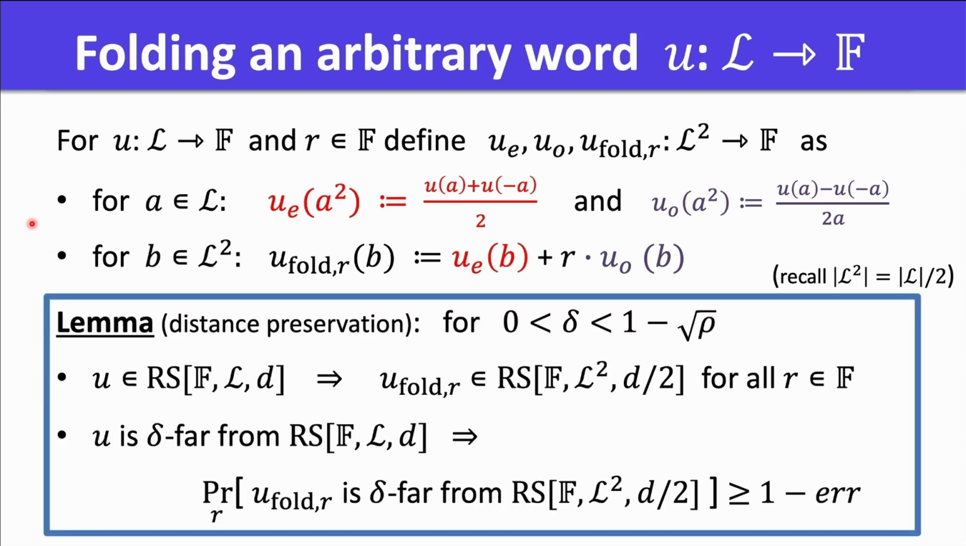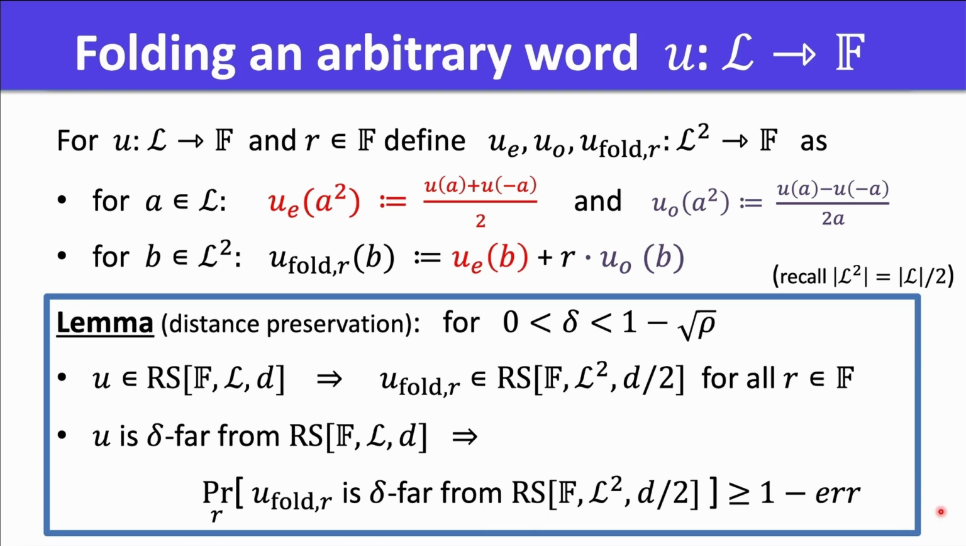And we have a distance preservation lemma for this folding operation. This is a surprising result, but nevertheless it's true. It says that as long as delta is less than the Johnson bound, then if u happens to be in the Reed-Solomon code, the folding of u happens to be in this compressed Reed-Solomon code for every R and F. This we already saw on the previous slide. This is trivial. The interesting fact is that if u happens to be delta far from the Reed-Solomon code, then in fact, folding of u will give something that's delta far from the compressed Reed-Solomon code. And this happens with extremely high probability.